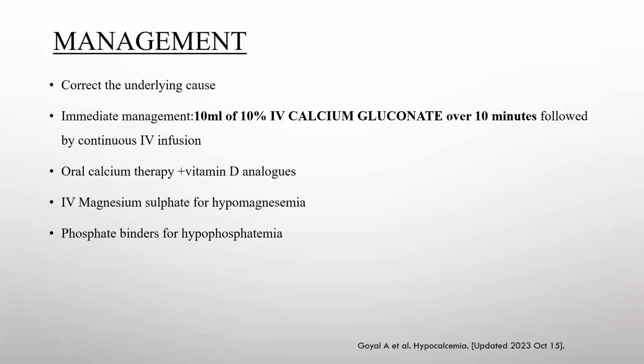So the immediate management is the usage of 10 ml of 10% IV calcium gluconate over 10 minutes, followed by the IV infusion. 50 ml in 500 ml of NS or dextrose can be given as a slow infusion with continuous ECG monitoring. And oral calcium therapy, like with Shelcol, Caltrate, etc. And these are calcium carbonate preparations, and calcium citrate preparations like Calcimax Citrate can be used.